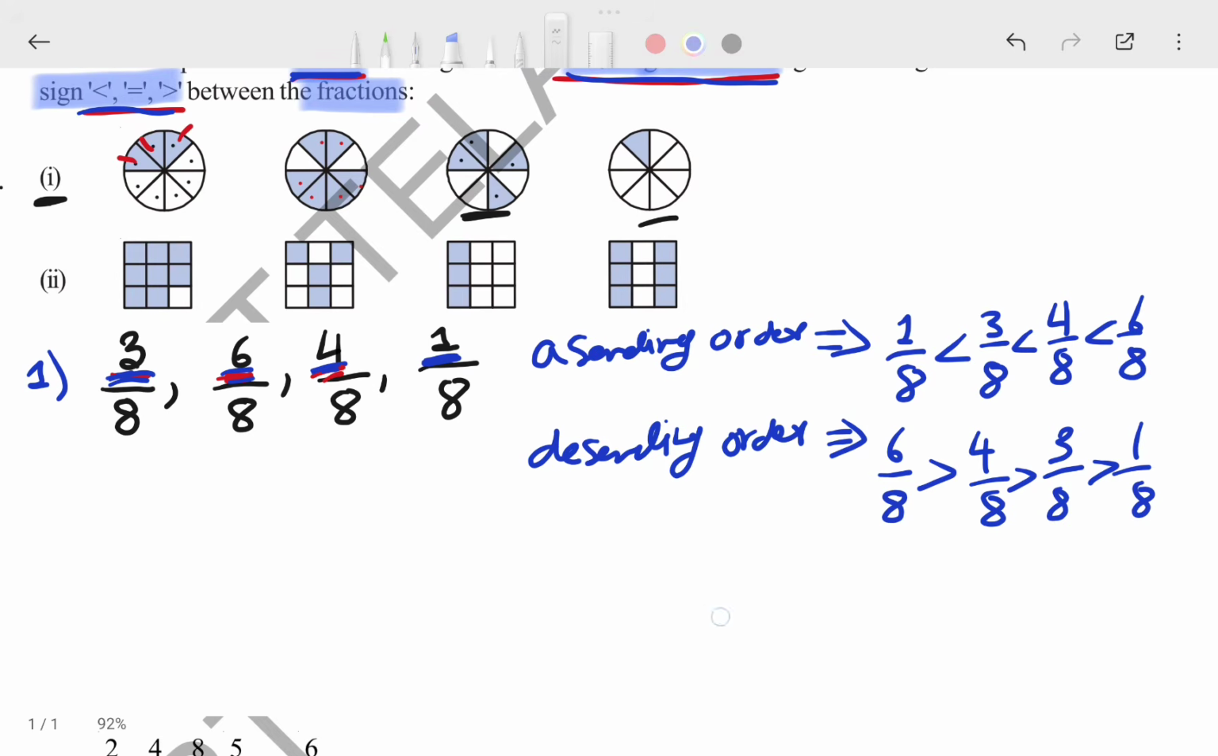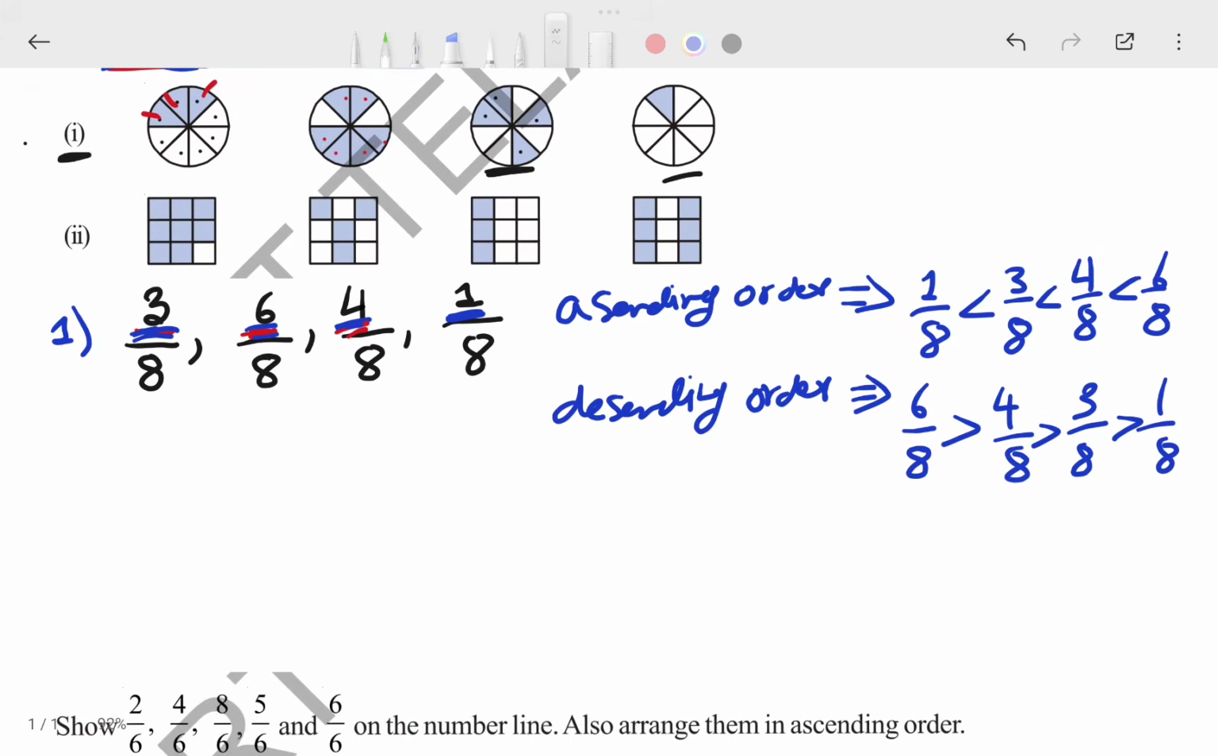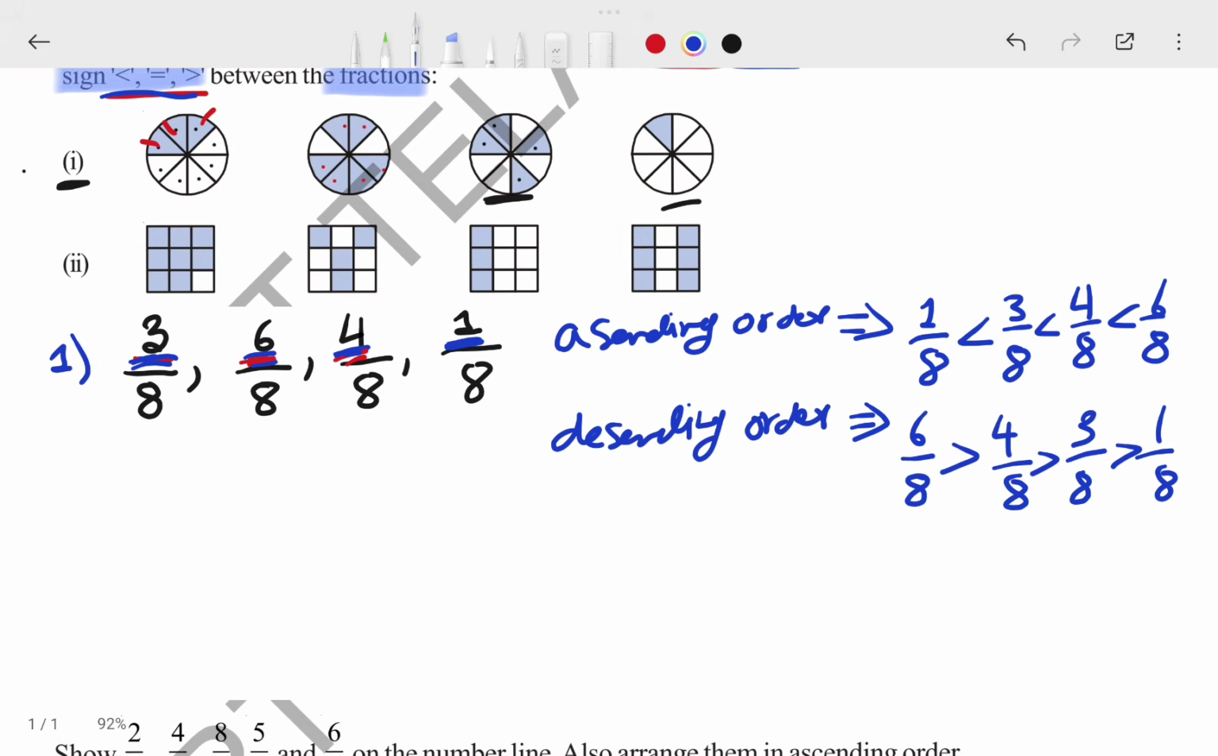Okay, is it clear or not? So generally this is our ascending and descending order. The first one is completed. Then let's talk about the second one. The second question is here. Let's first count how many boxes are there.